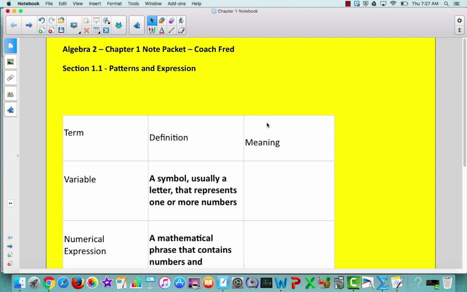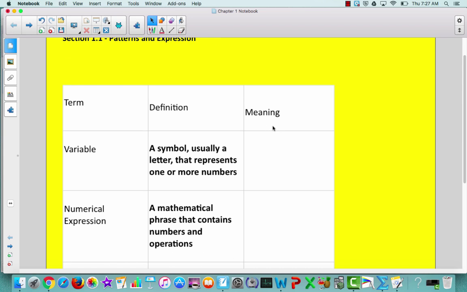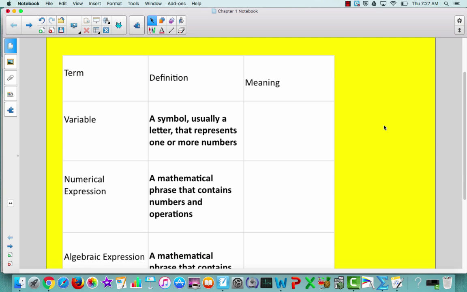Now you're going to notice at the top of the note packets, there's four vocabulary terms: variable, numerical expression, algebraic expression, and constants. What I'd like you to do is research on the web. I gave you the definition. Where it says meaning, I'd like you to draw or write what those definitions actually mean. You can either research it on the web or you can use what you already know.